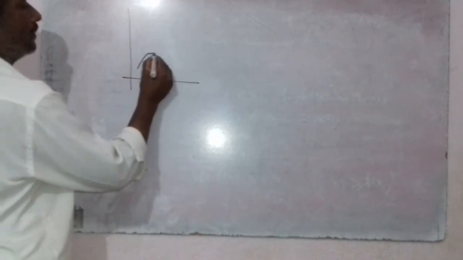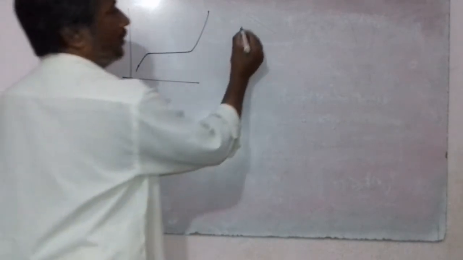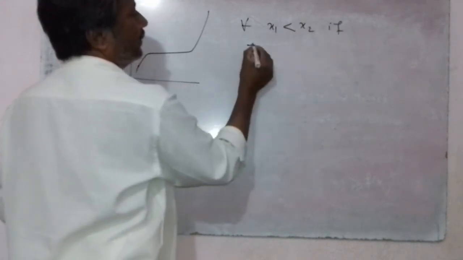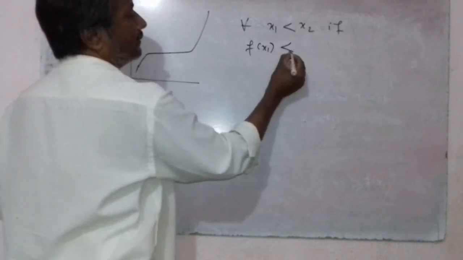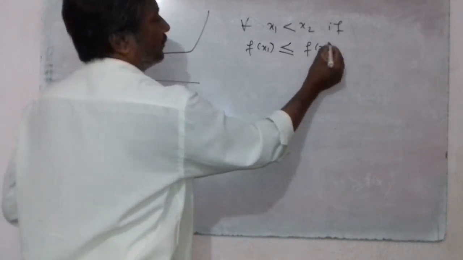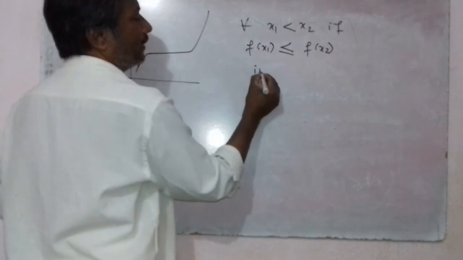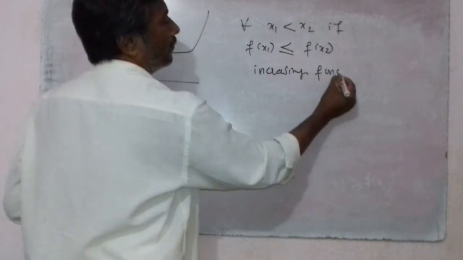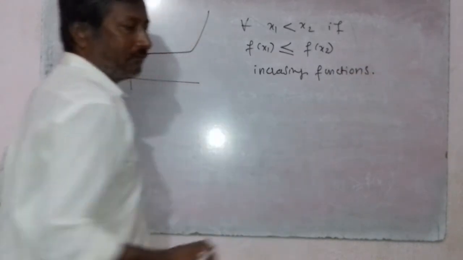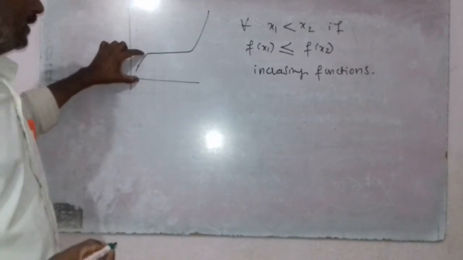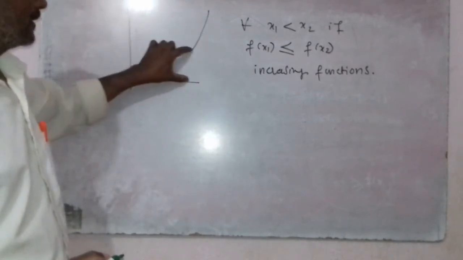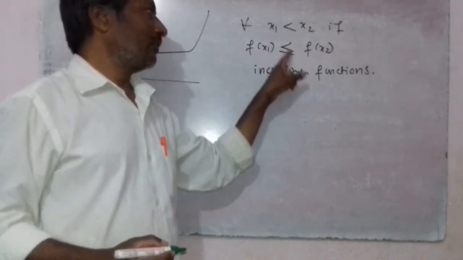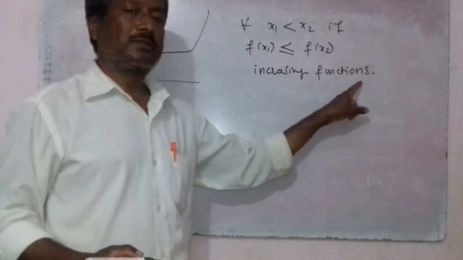Similarly, for all x1 less than x2, if f of x1 less than or equal to f of x2, this one is an increasing function. Here the function is less than this one. Here the function is equal. So therefore f of x1 less than or equal to f of x2. This one is an increasing function.